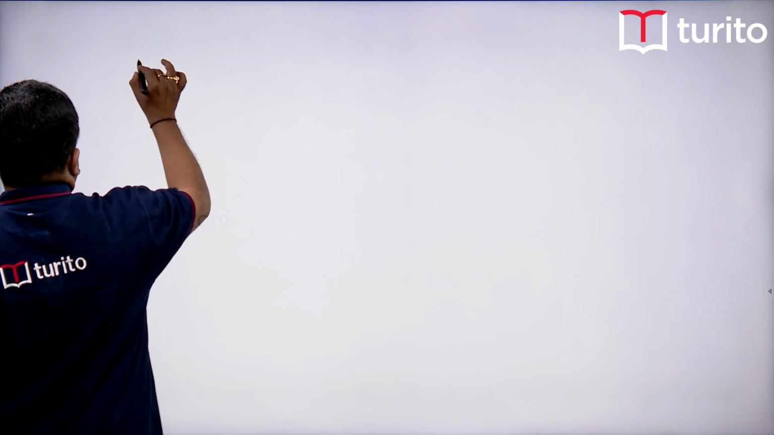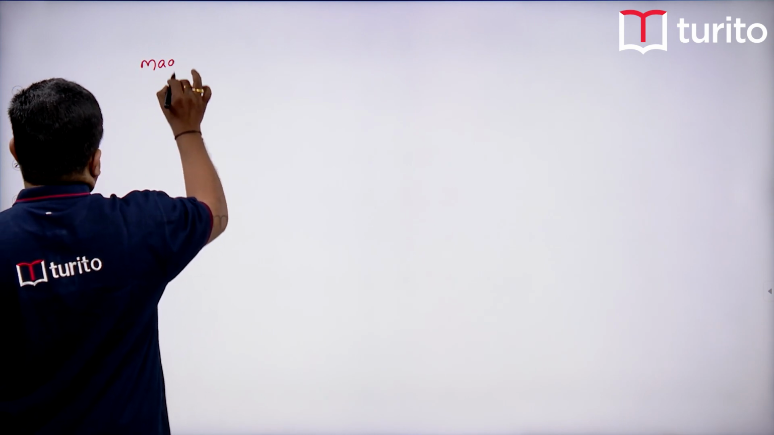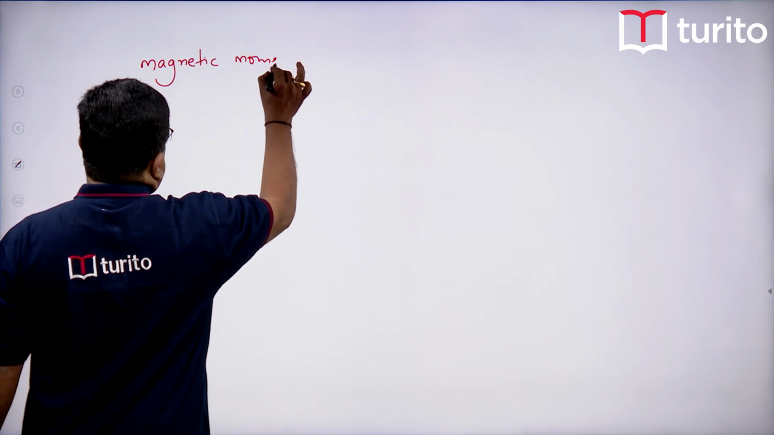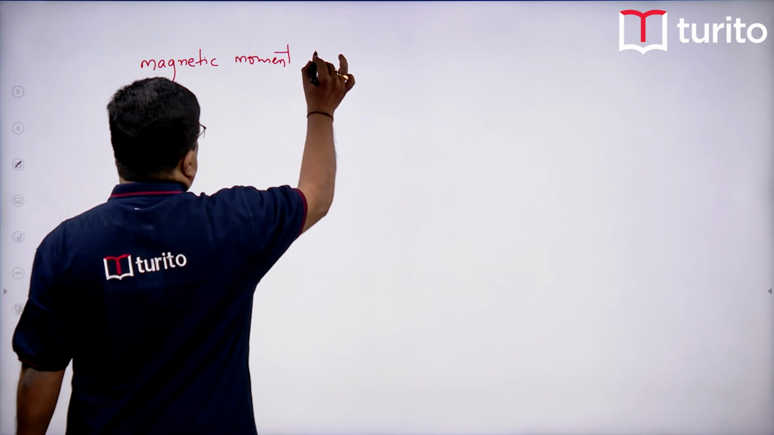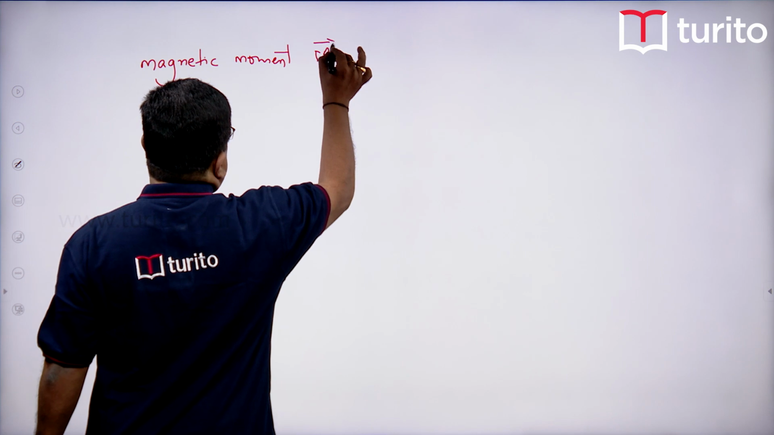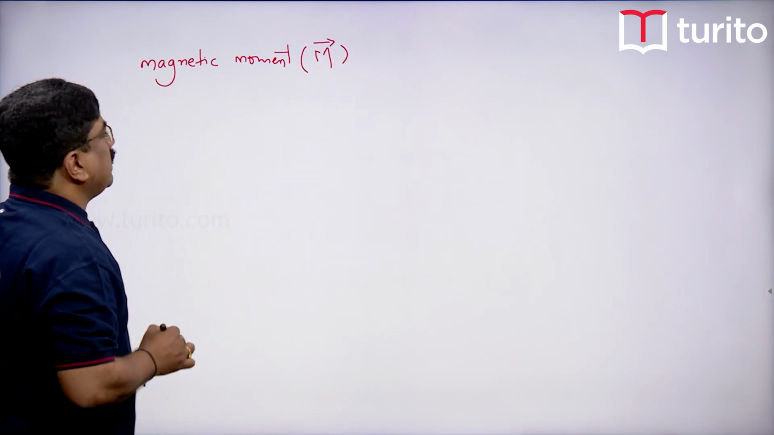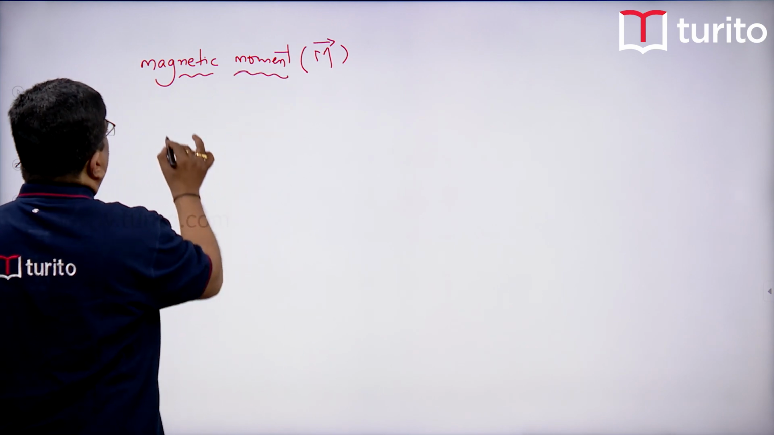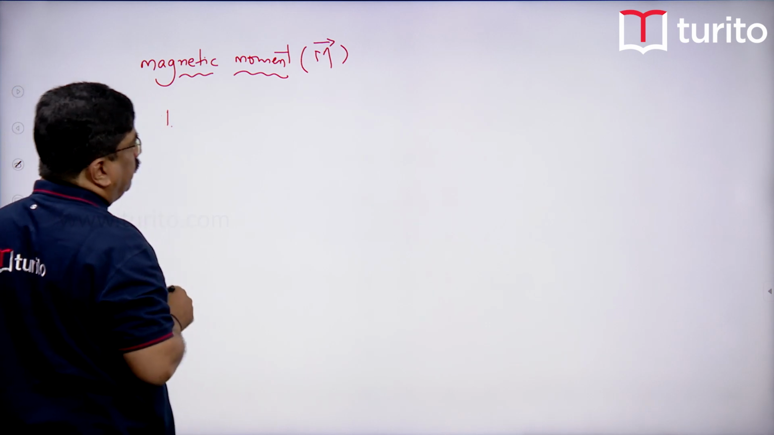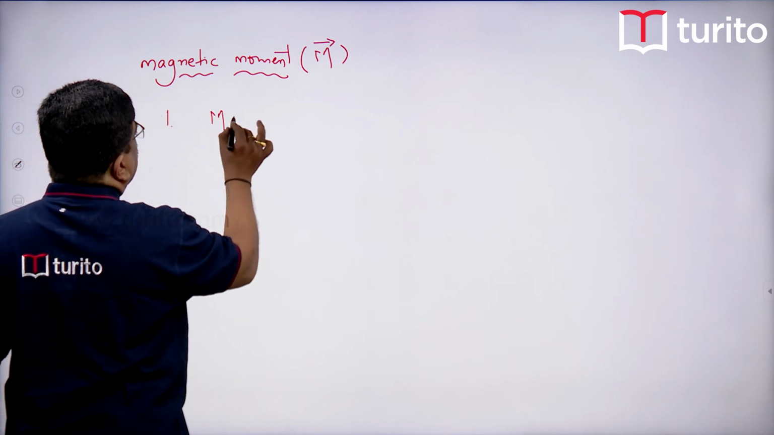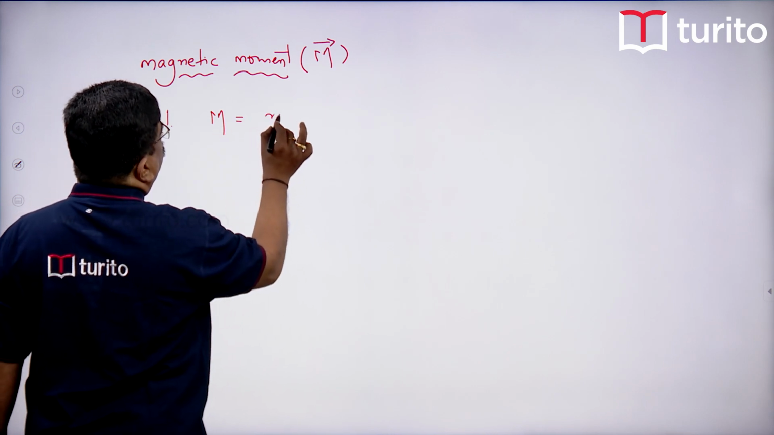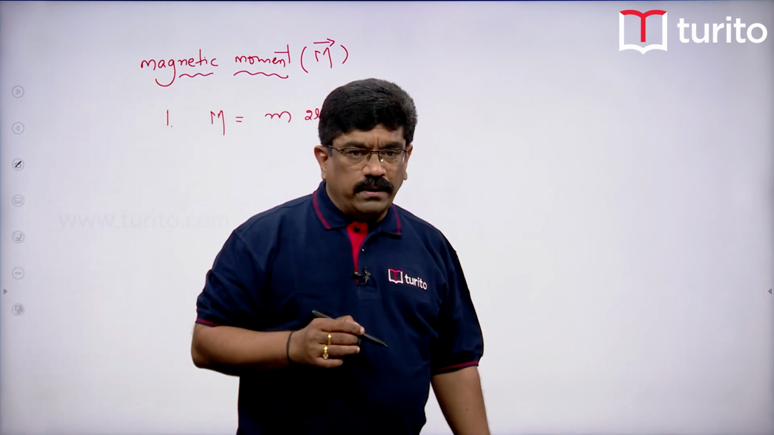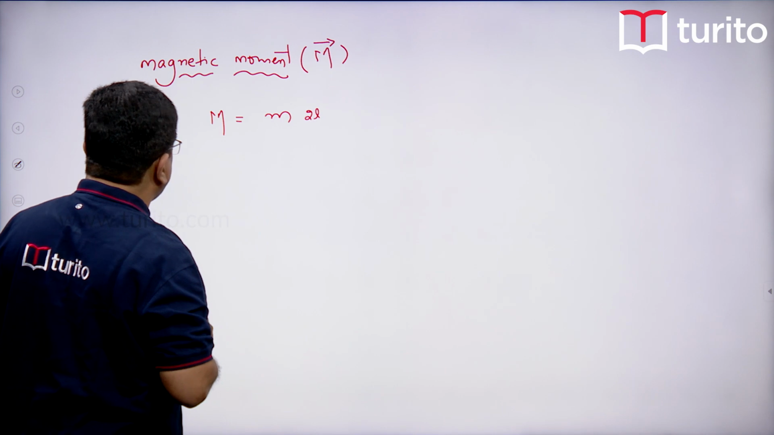Next, magnetic moment. This magnetic moment is represented by the symbol capital M. As it is a vector quantity, we can write it as M bar. Related to magnetic moment, some important points. Capital M, the magnetic moment, is the product of pole strength and magnetic length: small m into 2L.